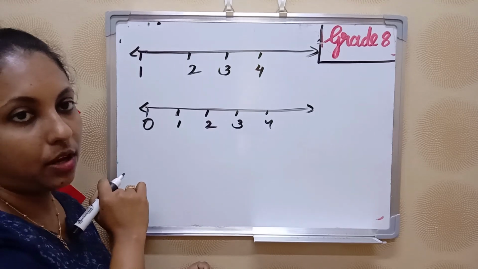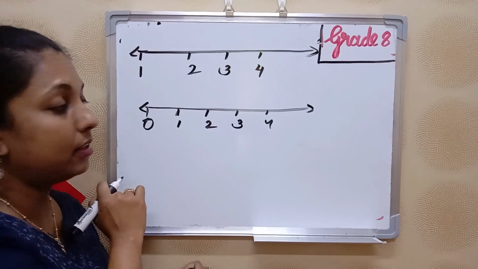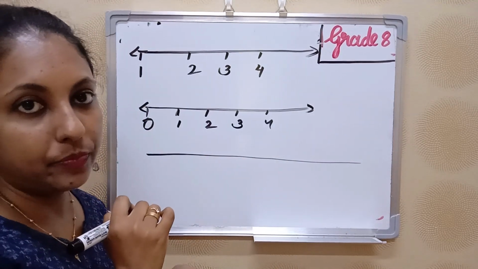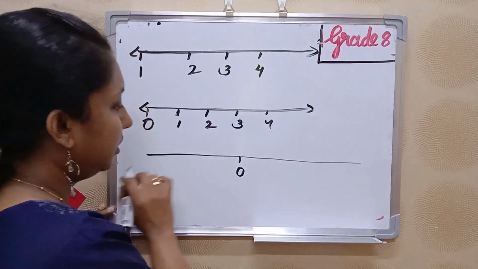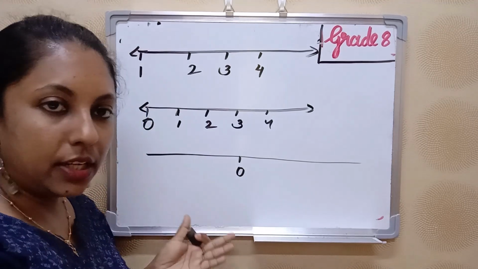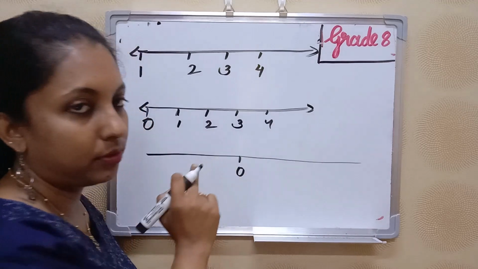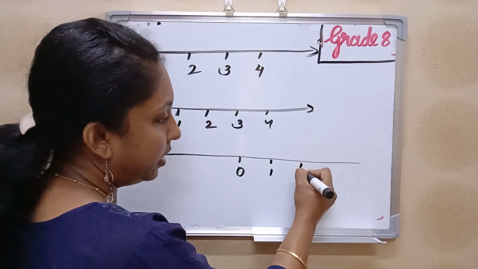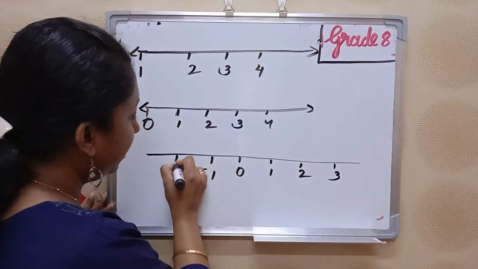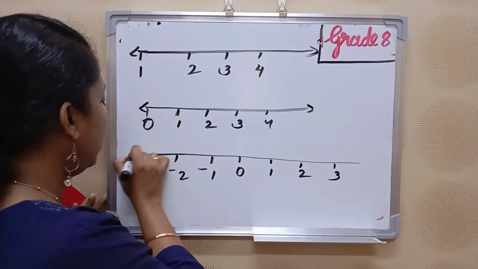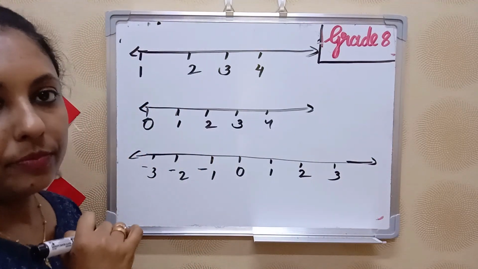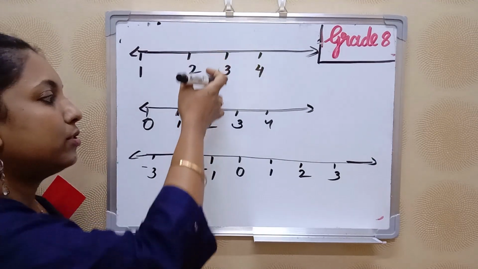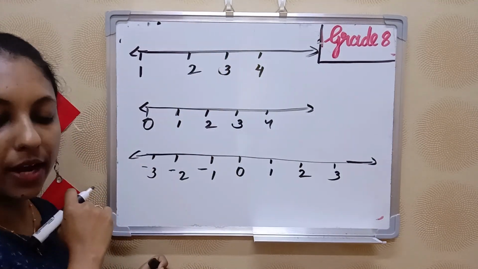Next is integers. How can we represent integers on the number line? Integers means positive and negative integers are both there. So 0 is in the middle, and the line extends indefinitely on both sides of 0, the right side and the left side also: 0, 1, 2, 3, and negative 1, negative 2, negative 3. These are the ways to represent natural numbers, whole numbers and integers on the number line.